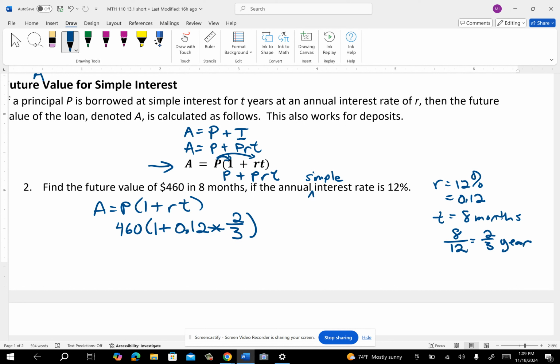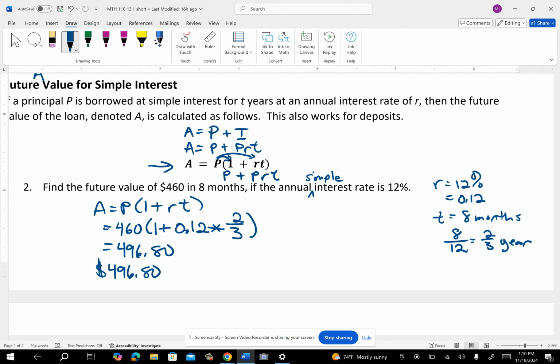All right, now you really should not round off when you're doing this. So you could enter what you see right there, okay? And then round off at the end. So you can type it in just like that. Okay, so I'm taking the 460, left parenthesis, 1 plus 0.12 times 2 divided by 3. And I get $496.80. Okay, so that would be it, $496.80.